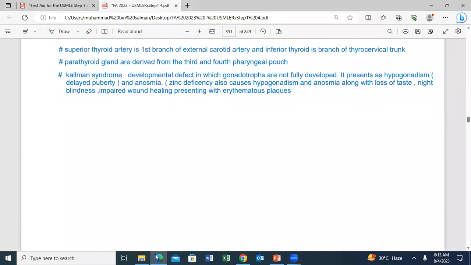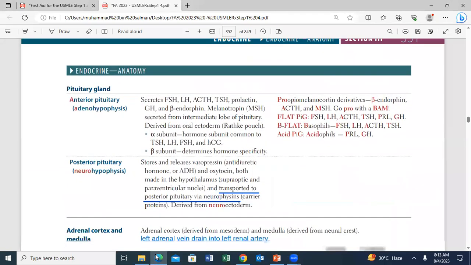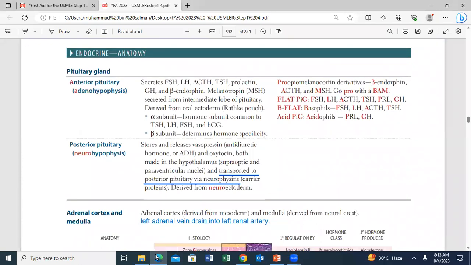Now let's have a look at anatomy. Now there are a few high yield points discussed in anatomy. First, we will discuss the pituitary gland. The pituitary gland is divided into the anterior pituitary and the posterior pituitary. The anterior pituitary is also called the adenohypophysis, whereas the posterior pituitary is also called the neurohypophysis.